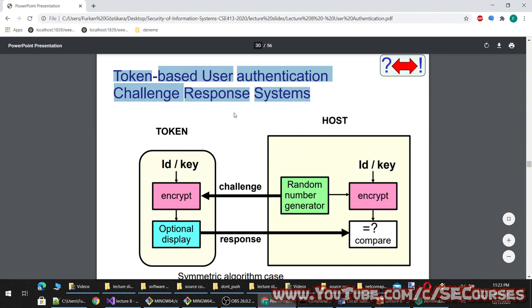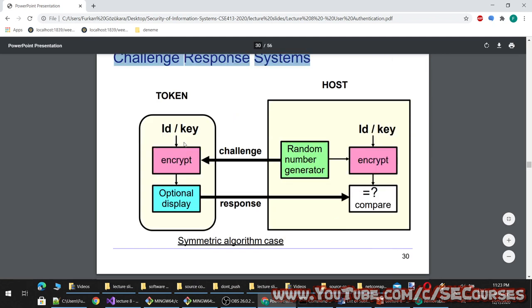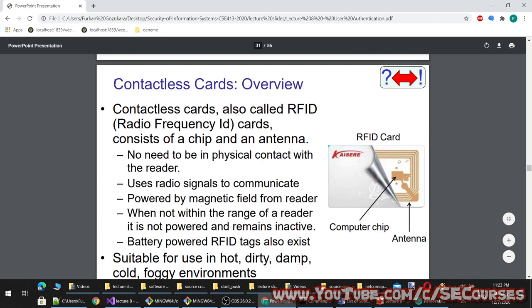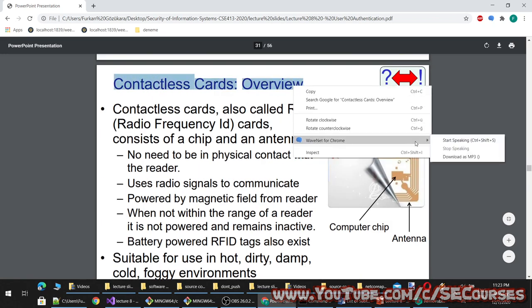Token-based user authentication challenge response systems. Okay, the token is generated by ID, key, encrypt, optional display, sent as a response. Okay.